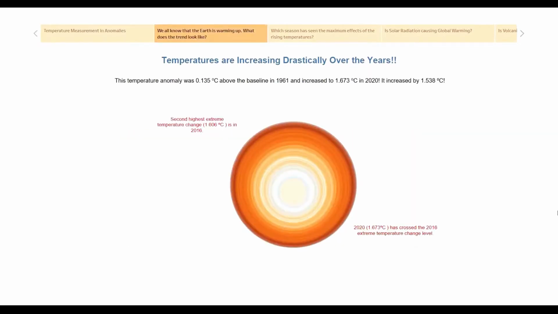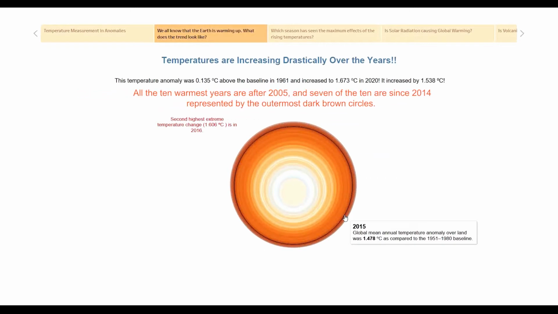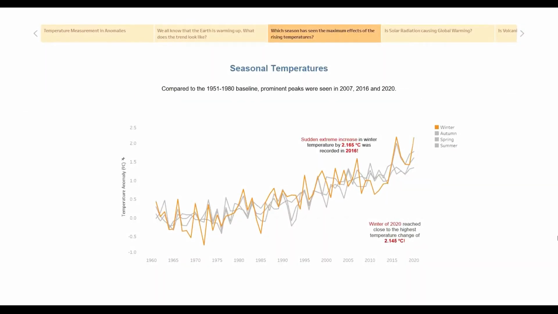What is the trend of the rising temperatures? Using color, these concentric circles show how the temperature is increasing rapidly. Especially the jump from 2015, which was 1.4 degrees, to 2016, which was 1.60. That is 1.60 degrees above the baseline of 14 degrees Celsius. Okay, global temperatures are definitely increasing.